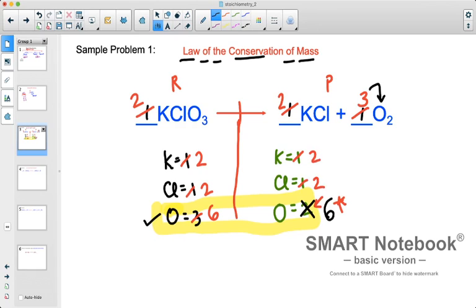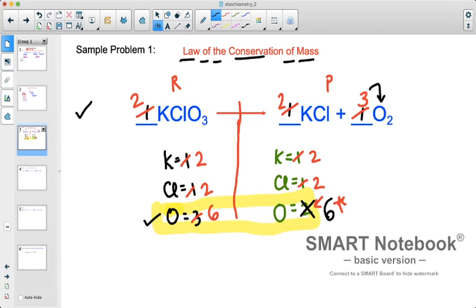Is everything balanced? Potassium 2 on the left, potassium 2 on the right. Chlorine 2 on the left, chlorine 2 on the right. Oxygen 6 on the left, oxygen 6 on the right. So this formula is now balanced with the coefficients of 2, 2, 3.